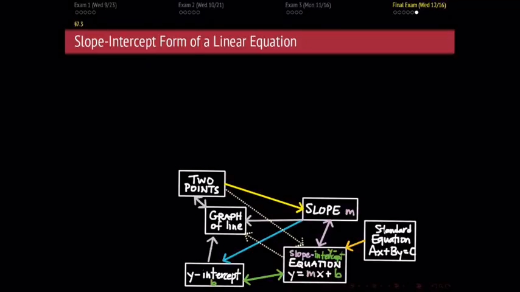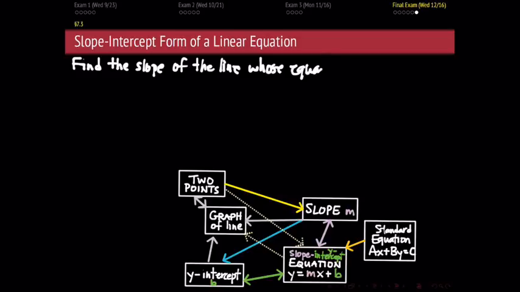So here's a new question. What I'd like you to do is to find the slope of the line that has the following equation. And so let's make the equation negative 2x plus 5y equals 40.